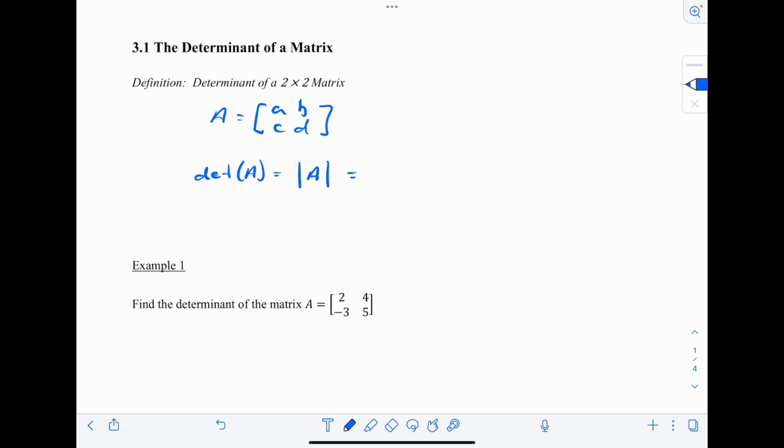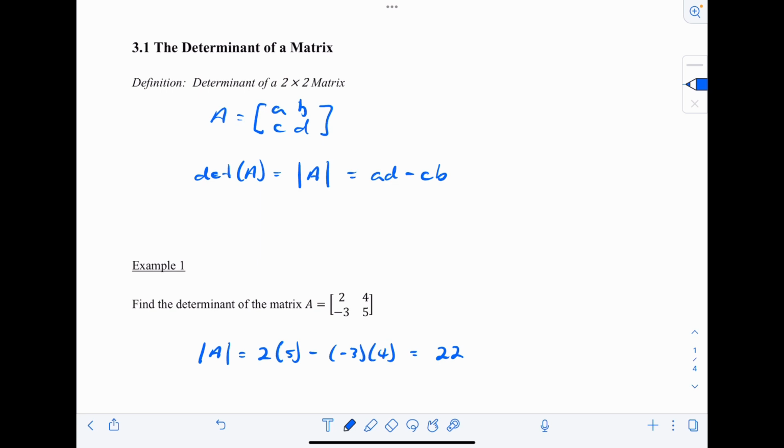We find it by simply multiplying the diagonals and subtracting. So in this case, we're going to take A times D minus C times B, or B times C. Order obviously doesn't matter here. So that's all we have to do to find the determinant of a 2x2 matrix. So in our example, to find the determinant of that matrix, we are going to take 2 times 5 minus negative 3 times 4, or 10 plus 12, which is 22. And that's the determinant for that 2x2 matrix.